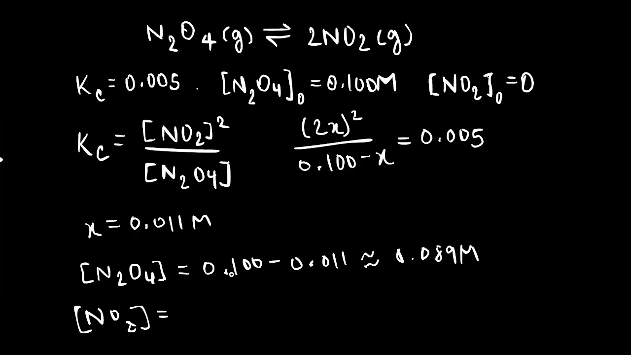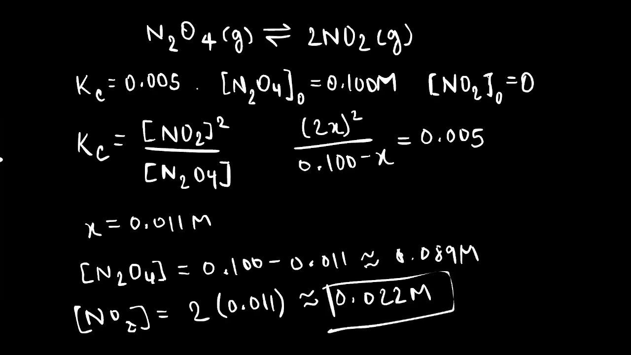And now for our NO2, that is going to be 2x. And again, x here is 0.011. So we then get an approximate value for our equilibrium concentration of 0.022 molar. So this here is going to be our answer, right? Or at least that's what it seems as of now.